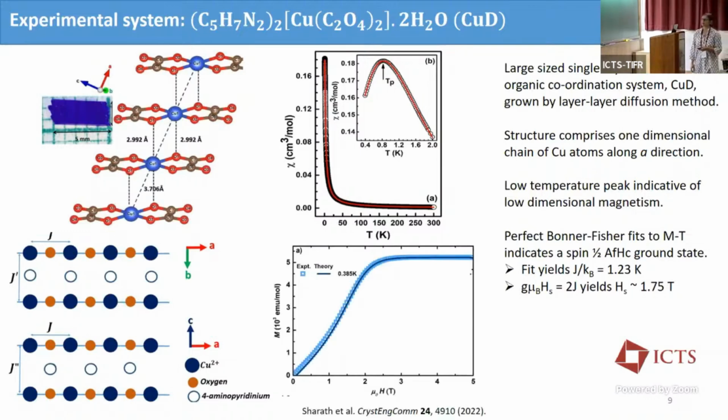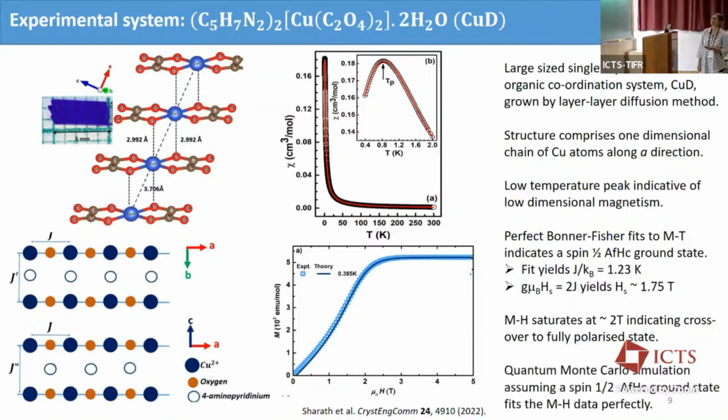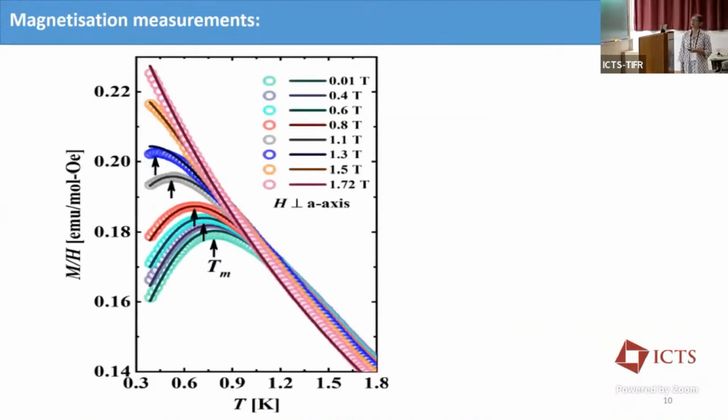So this is a plot of magnetization as a function of field. Once again, blue is the measurement done at 0.38 Kelvin, and black is the theory, and you see that it fits quite well. So 2 Tesla indicates crossover to the fully polarized state. Okay. So then we did magnetization experiments as a function of temperature for different values of applied fields.